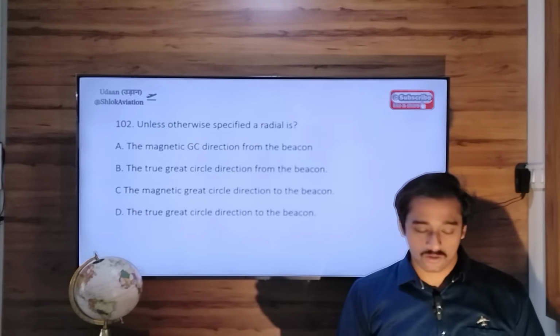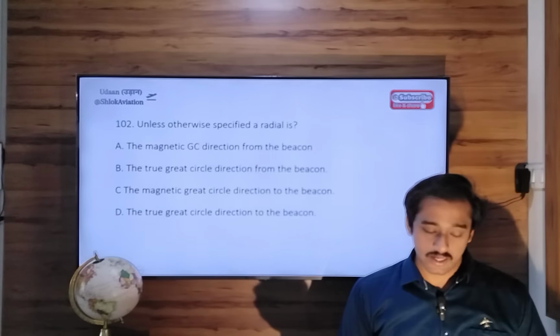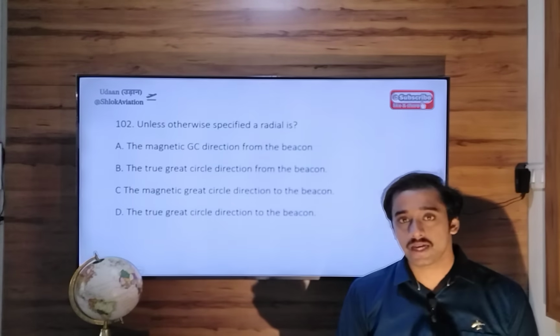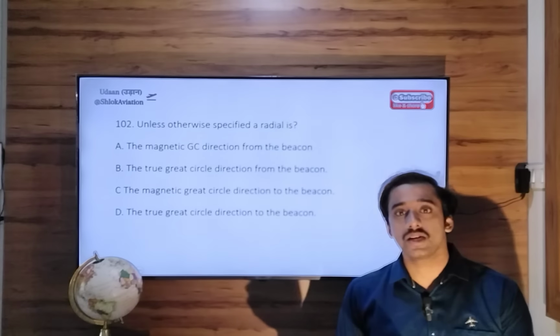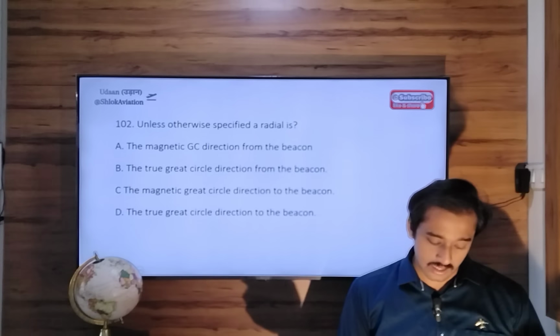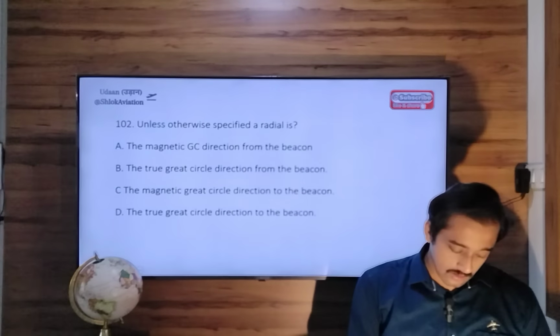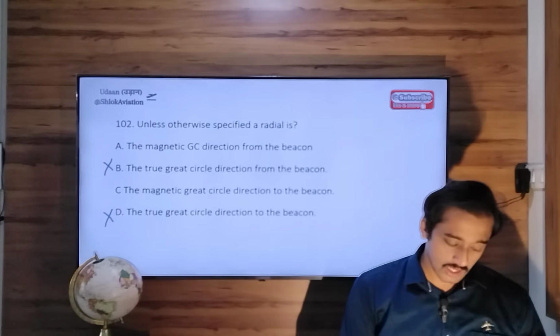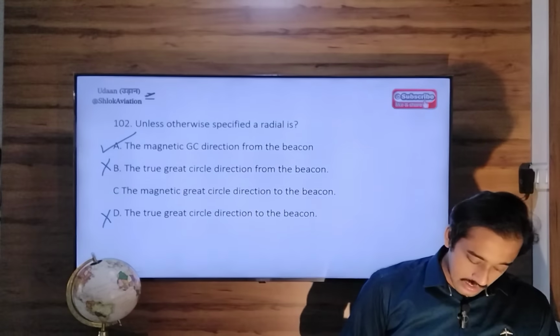Question 102. Unless otherwise specified, a radial is what? Now all VOR radials are magnetic in direction and they are great circle tracks. So the magnetic great circle direction from the beacon, the magnetic great circle direction to the beacon. So the correct option is option A.